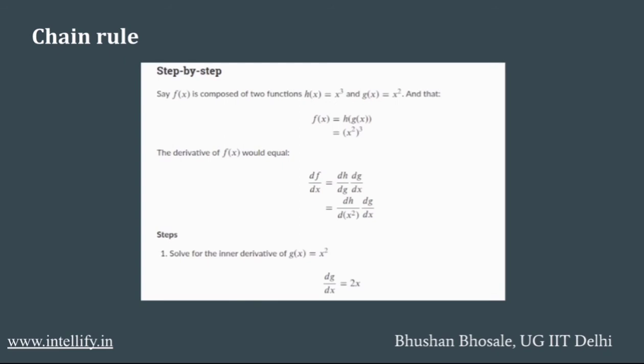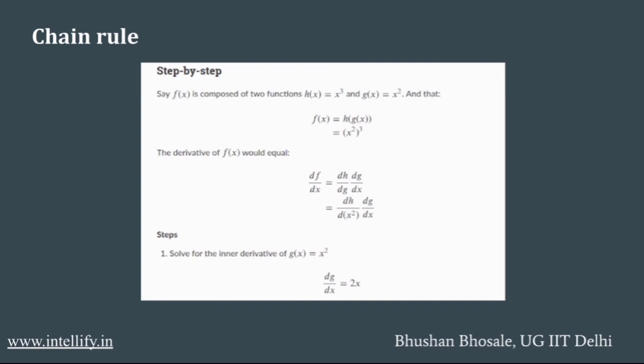Now step by step, for example, f of x is composed of two functions, h of x is equal to x cube and g of x is equal to x square. Now f of x is equal to h of g of x, that is x square whole cube. The derivative of f of x would equal, this is nothing but x raised to 6. So the derivative we would know is 6x raised to 5. Okay.